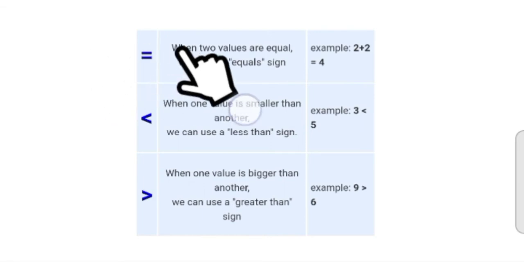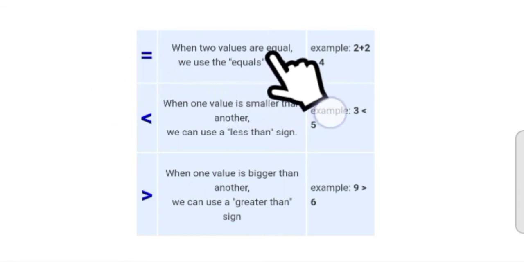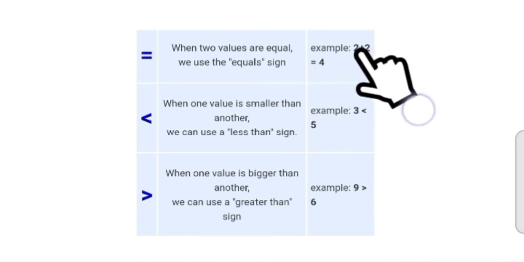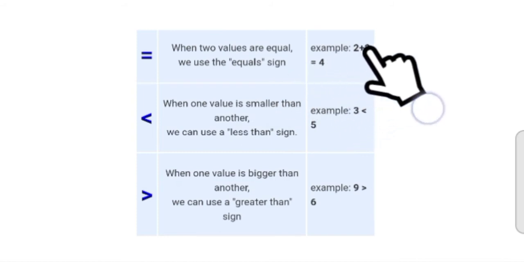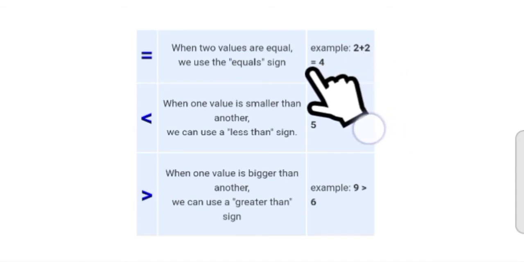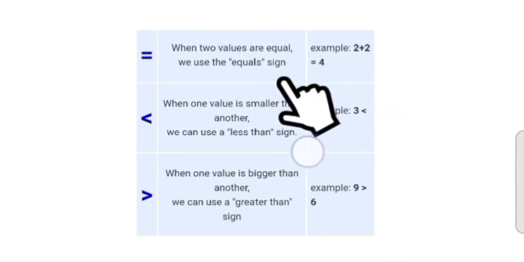So I already told that when two values are equal, we use the equal sign. So 2 plus 2 is equal to 4. So this number and the sum of this and this is the same. So we put the equal to sign.